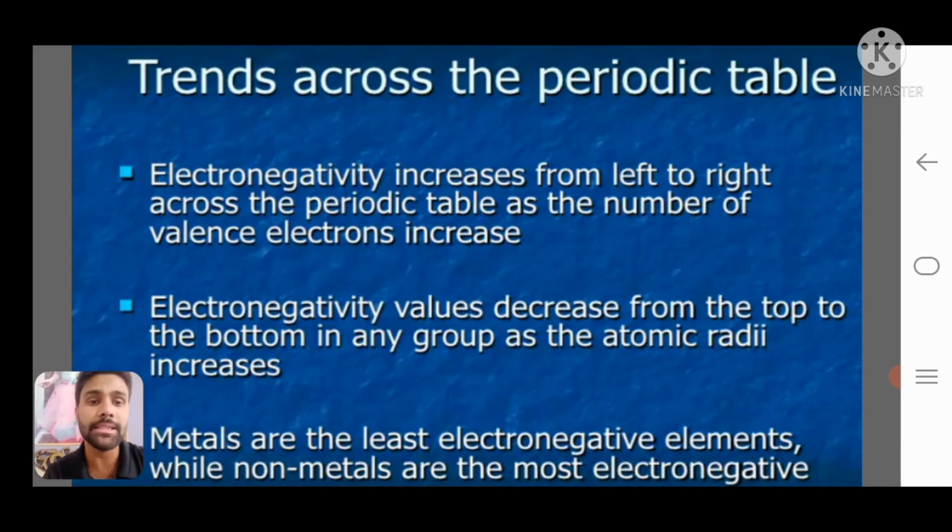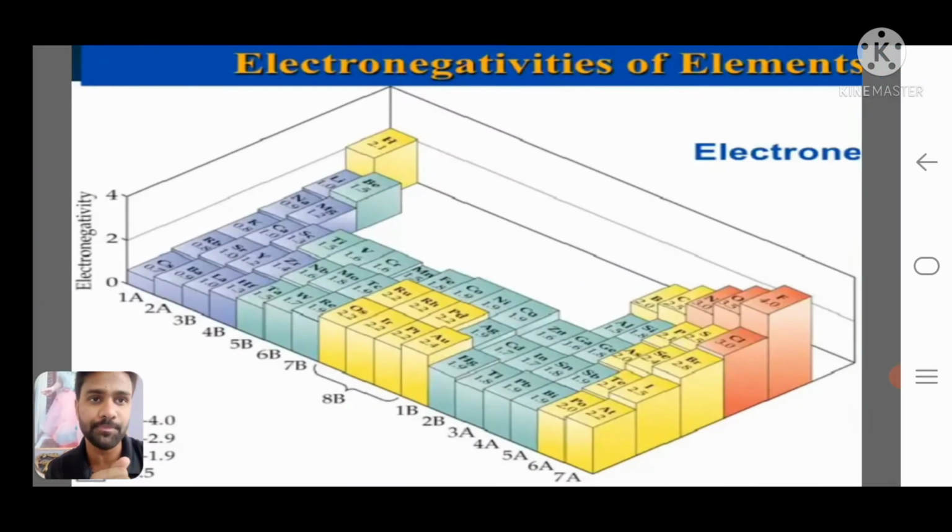Third, the metals are the least electronegative elements while non-metals are the most electronegative, because metals have a tendency to lose electrons. That's why metals are least electronegative, and the non-metals, meaning the halogen family, fluorine, chlorine, bromine, are the most electronegative elements, along with oxygen and nitrogen. These are in the periodic table.